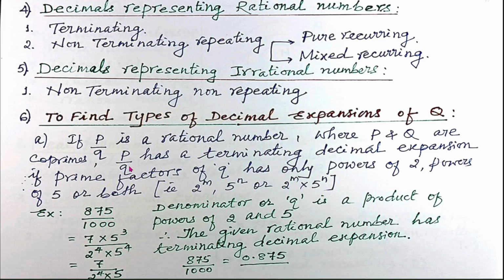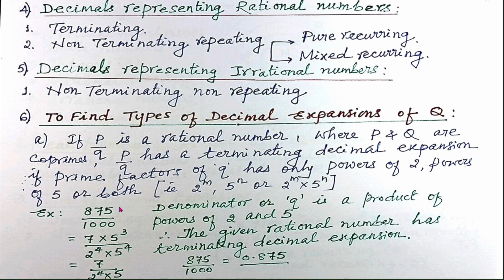First of all, convert this p by q so that p and q are co-primes. p and q should be co-primes. If p and q are co-primes, then p by q has a terminating decimal expansion if the prime factors of q have only powers of 2, powers of 5, or powers of 2 and powers of 5. Now, what does this mean to us?